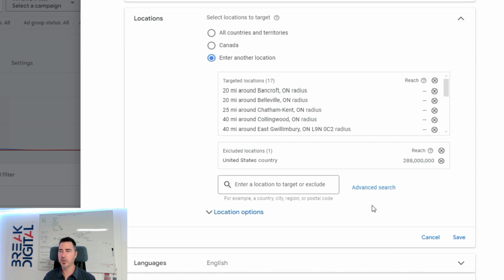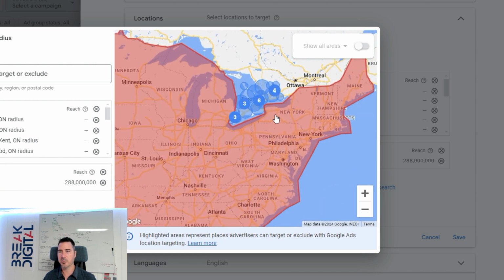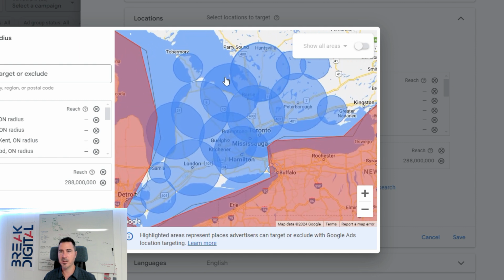And if we look further in here, go to advanced search, and it brings up a nice little map. US is red because I've just excluded it. But this is the locations, the blue circles, the locations that they were targeting before. A lot of radii around cities. You can also target by city name, but it doesn't really matter. Their headquarters is here in Oakville. They have no business running ads in Windsor or Tobermory or Kingston. Those places are 4 hours away.